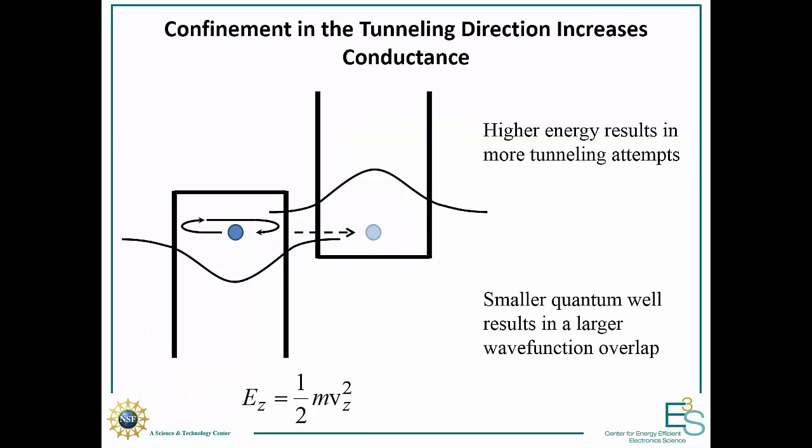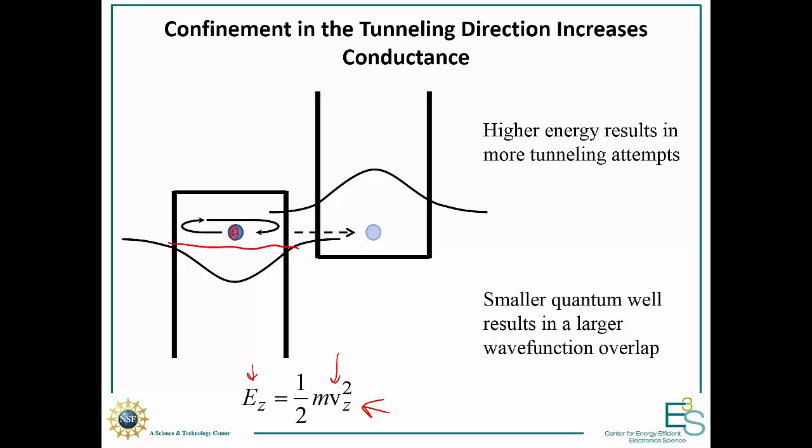Perhaps the most important thing that comes out is that we find that confinement in the tunneling direction will increase the conductance. So that means that if we put this electron in a quantum well, its current will increase. And the way to understand that is, let's say we have an electron that's confined here. It'll have some confinement energy, and that energy is going to correspond to a velocity. So that means that the greater the confinement, the greater its energy, and the greater its velocity. And so that means that it's going to oscillate back and forth more, it's going to make more attempts to tunnel, and you're going to get a higher current.